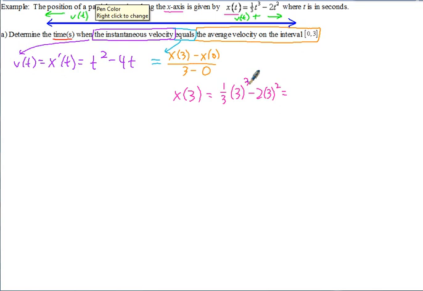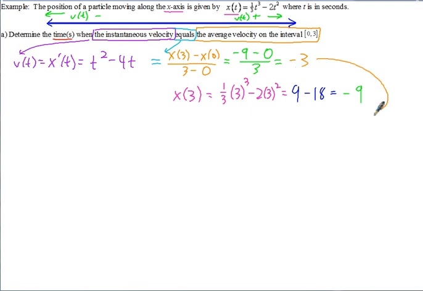Well, 3 cubed is 27, divided by 3 is 9, minus 3 squared is 9, times negative 2 gives you 18. 9 minus 18 is negative 9. So that's our position at time 3. Minus x of 0, if you plug in 0 in there, you're just going to get 0, it's going to wipe everything out. Over 3, so we get negative 9 divided by 3, which is negative 3. So that's our average velocity on the interval 0 to 3, negative 3.